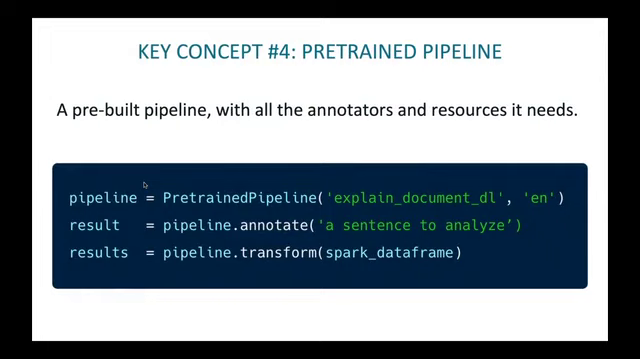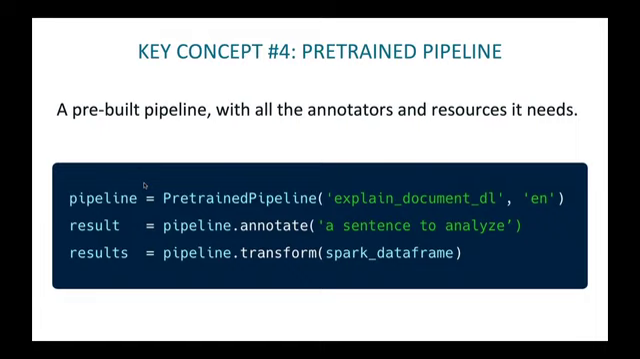The fourth concept that you need to know is a pre-trained pipeline. A pre-trained pipeline is a combination of all the above. It is a pipeline including all the annotators within it, including all the resources. So when we do something like what we saw before, we load the pre-trained pipeline. We give the name of the pipeline and the language. It loads the pipeline itself. It loads any resources, so any other pre-trained models, annotators, embeddings, anything else that's needed. And that's it. It's going to be just good to go.